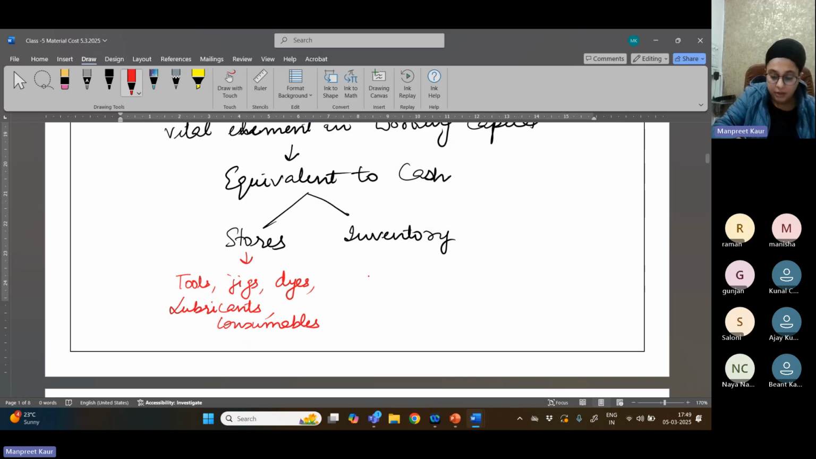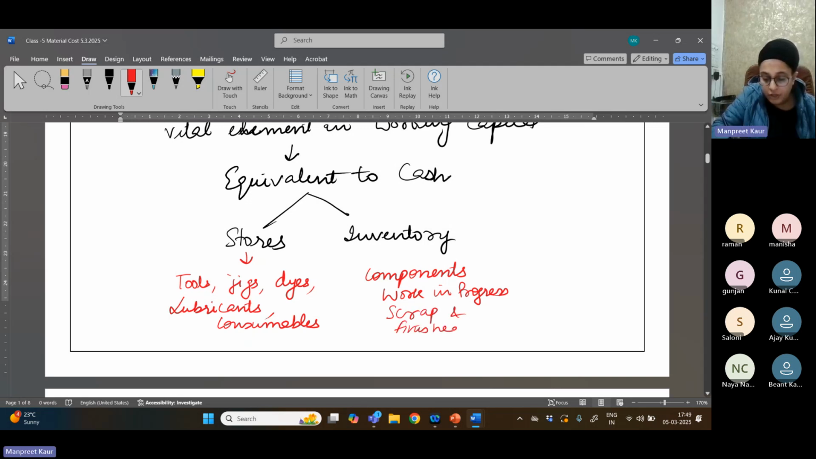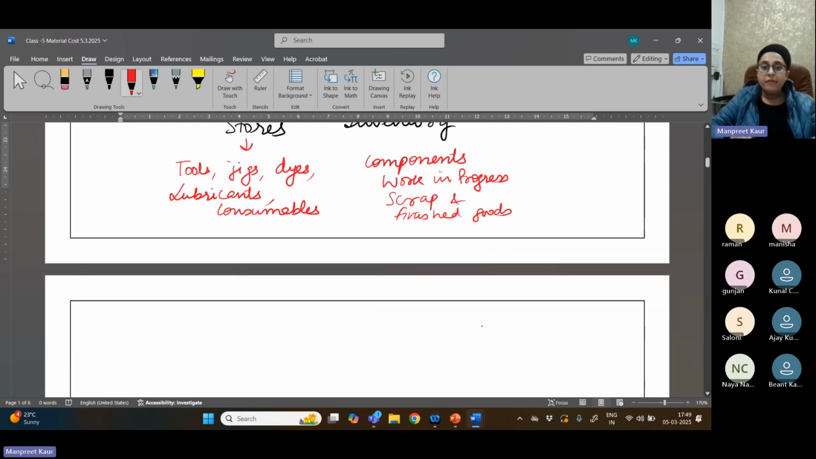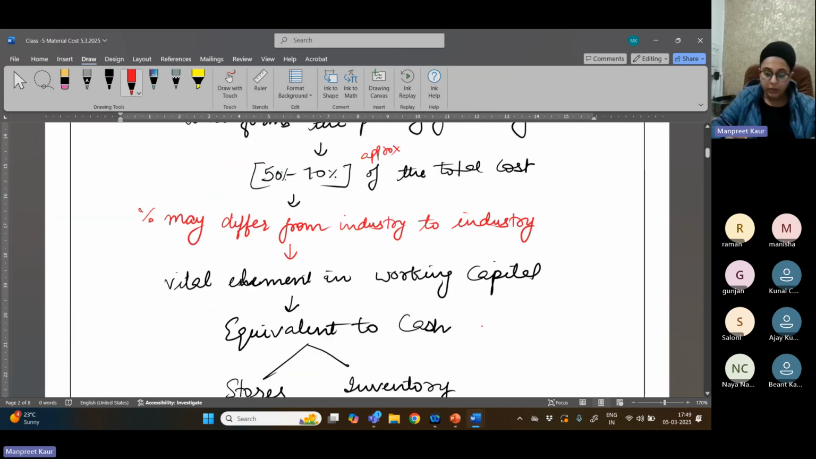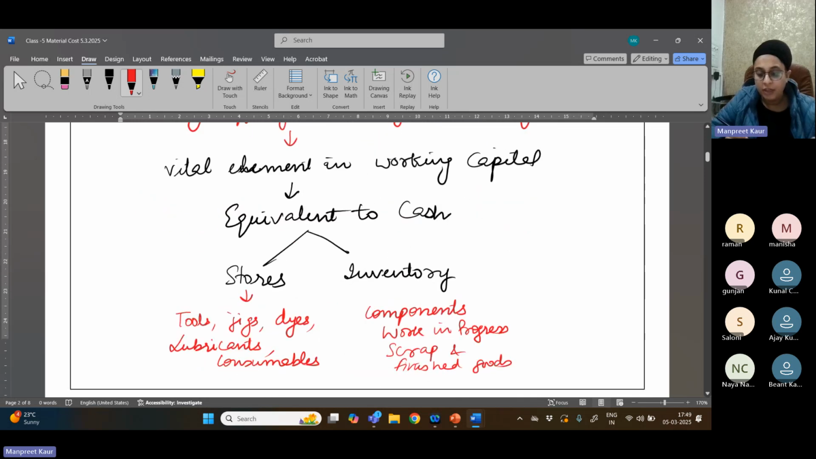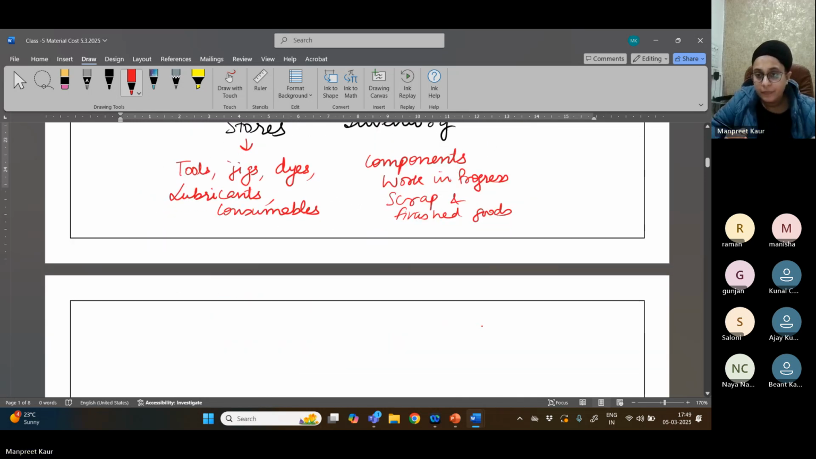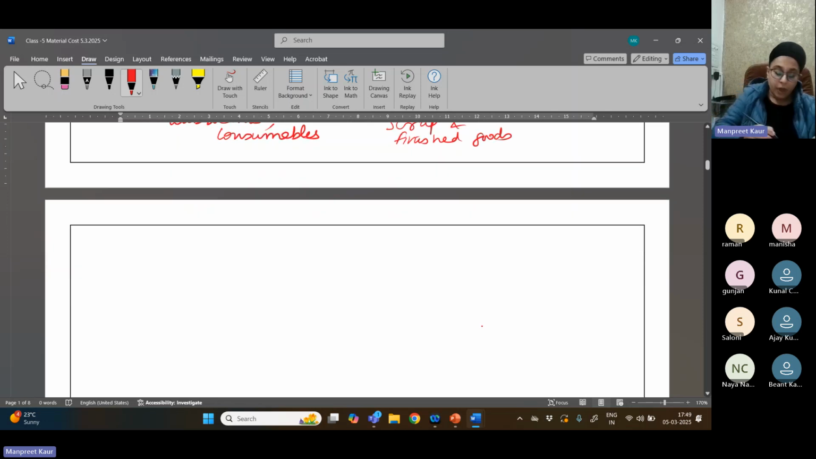Inventory. Inventory is the components, other components of material, work in progress, WIP, scrap and finished goods. This is the difference between stores and inventory. You have heard the term. Any doubt to anyone in the meaning of material? Anyone? No doubt. Okay. You have heard the term stock audit.